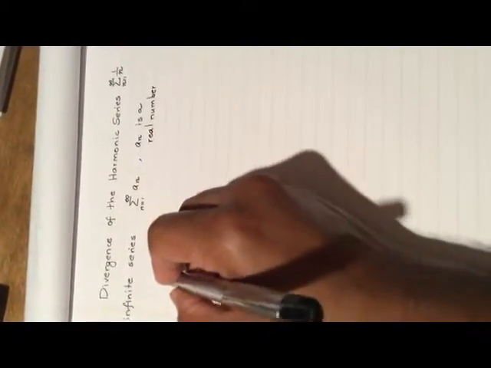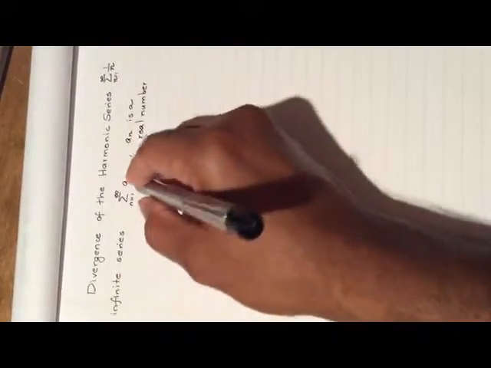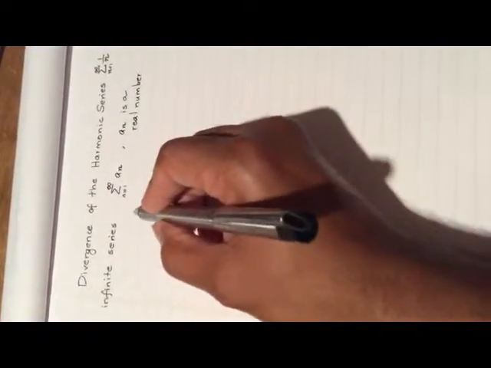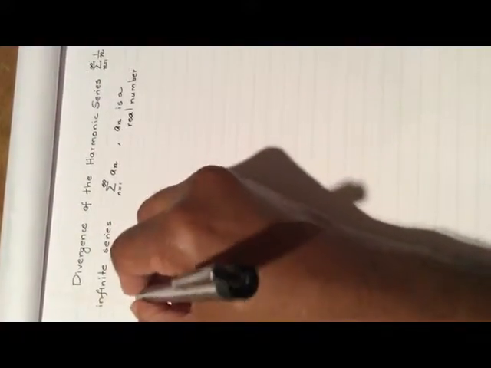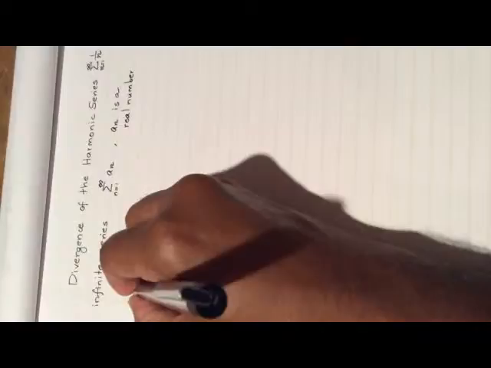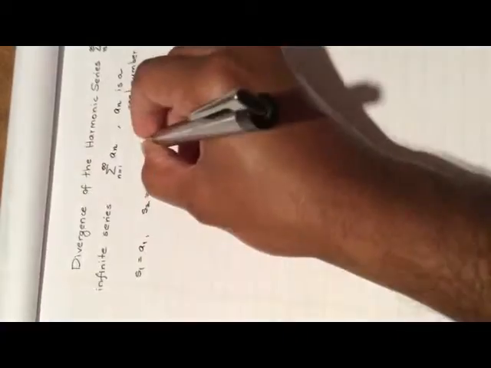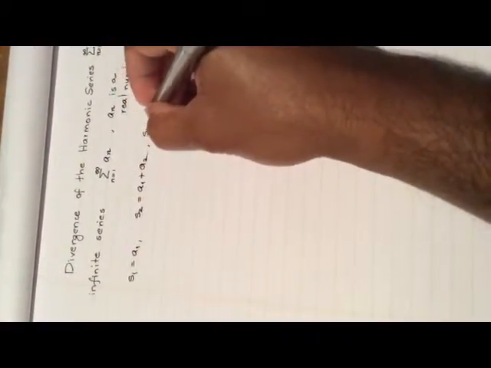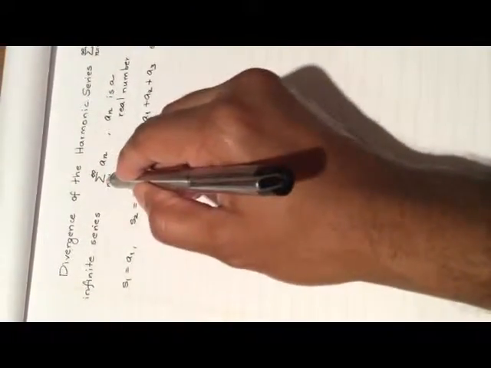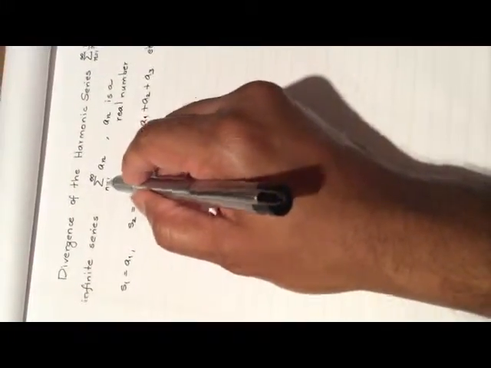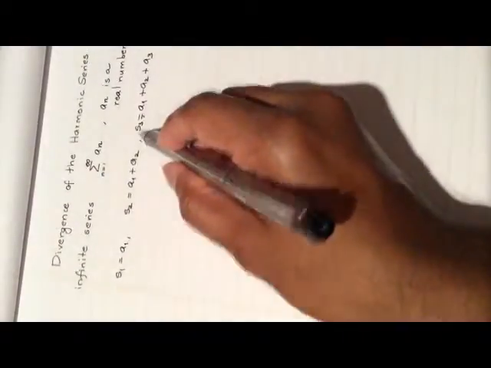In order to make sense of this, of course, the way to make sense of an infinite sum is you can't just add up infinitely many numbers. You define the notion of partial sums. So we say S1 is A1, S2 is A1 plus A2, S3 is A1 plus A2 plus A3, etc. And so from this series, which is a sum of infinitely many terms, you get a sequence of numbers, S1, S2, S3, etc.